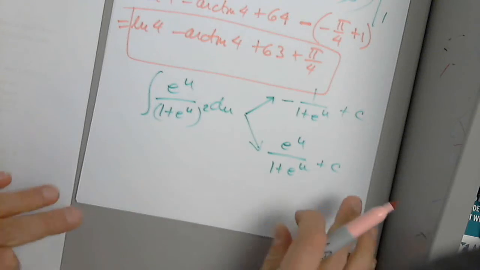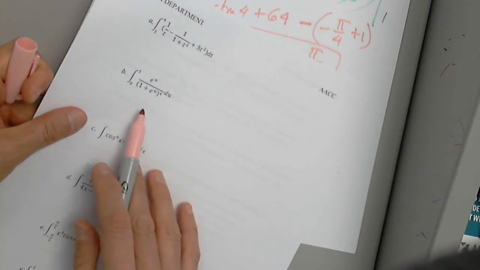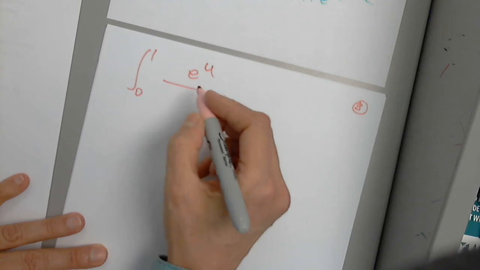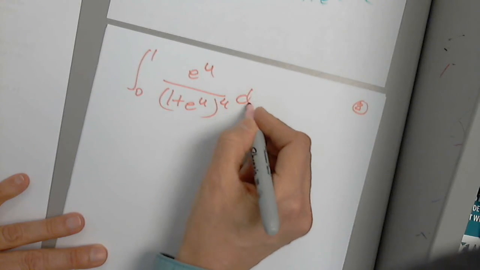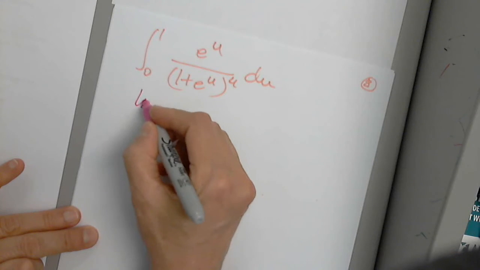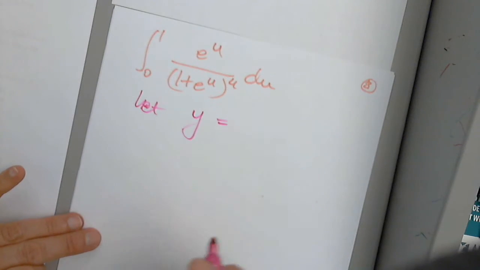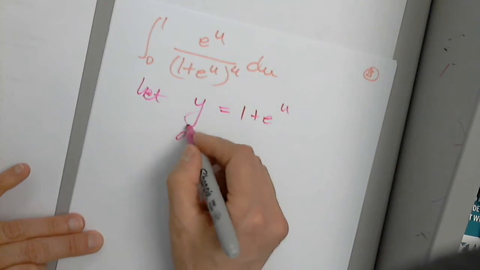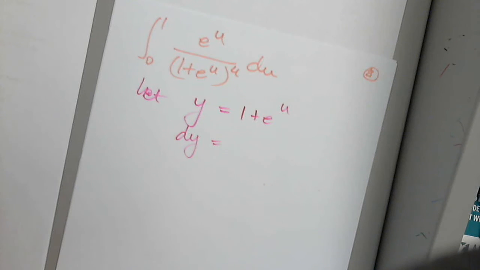Next question. That reminded me because I see the next one, which is the integral from 0 to 1 of e to u over 1 plus e to u to the 4th du. Any suggestions on this problem? Substitution. Yes? Which one? Let's say let y be e to u. Only if dy is in the problem, or it can be easily made up.